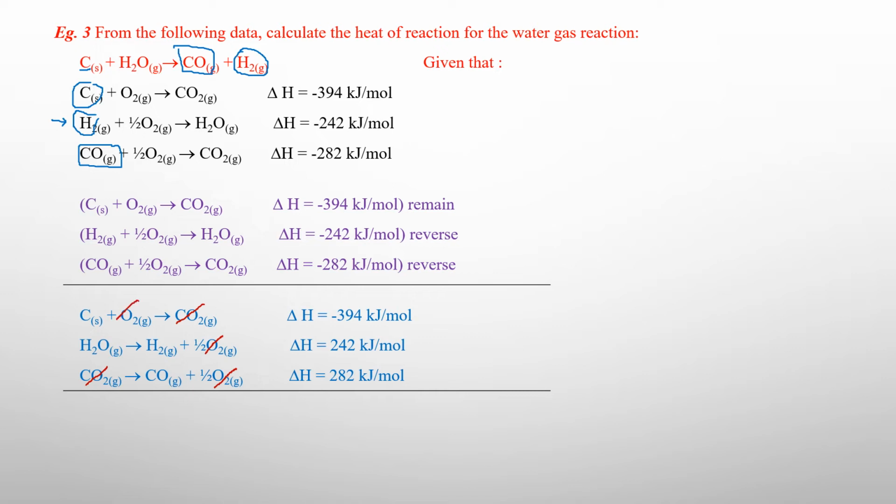Carbon on the reactant side, and water on the reactant side. Okay, and on the product side we have hydrogen and carbon monoxide. So when we bring this down, this is what we have: carbon plus water giving you carbon monoxide plus hydrogen gas. Add the three enthalpy change values that are given here. So we are going to add these three up, and the enthalpy change value is going to be positive 130 kilojoules per mole. Again, why have I put per mole? Because if you look at the equation, all the reactants and products are 1 mole.